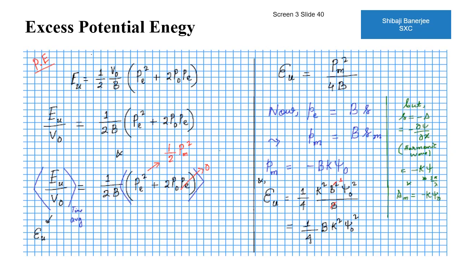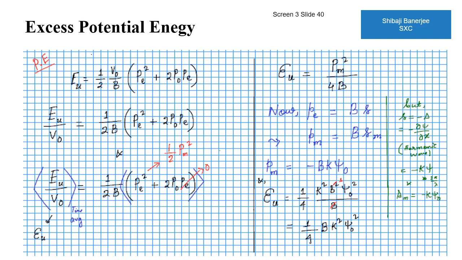Having got the per unit volume value, we now calculate the time average. Taking the average of p squared is like taking the time average of the square of any sinusoid, in that it introduces a factor of a half and the square of its amplitude, p m squared. Using the relations obtained in the last lecture, we get the final expression for epsilon u.